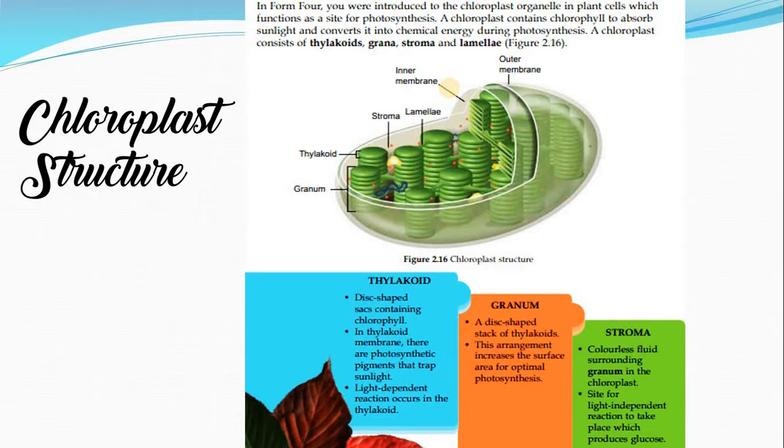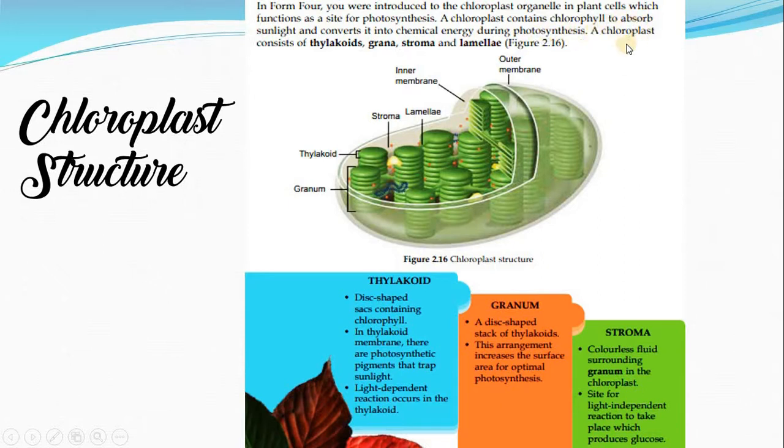Now we look at the chloroplast structure. Why is the chloroplast very important here? Can you relate it with photosynthesis? What is the function of the chloroplast? It is the site of photosynthesis. A chloroplast contains chlorophyll to absorb sunlight and converts it into chemical energy during photosynthesis.